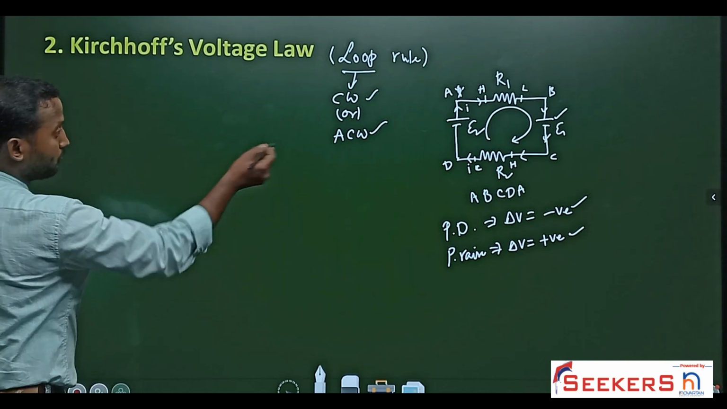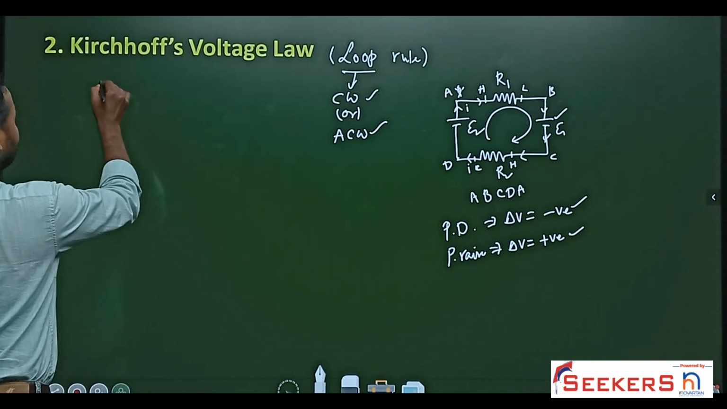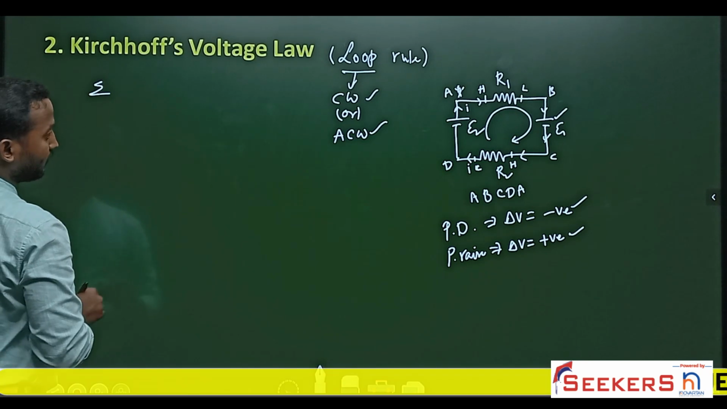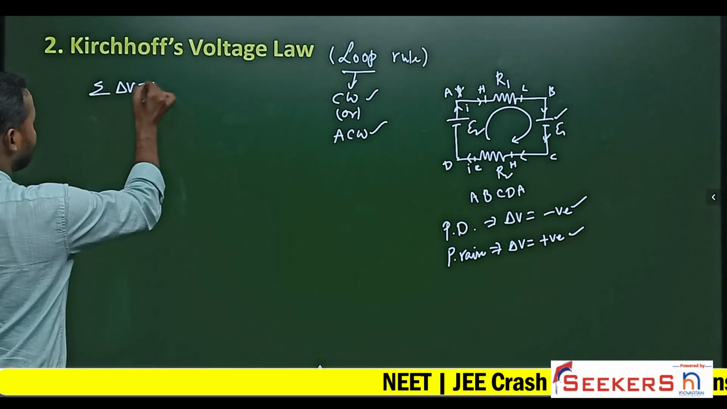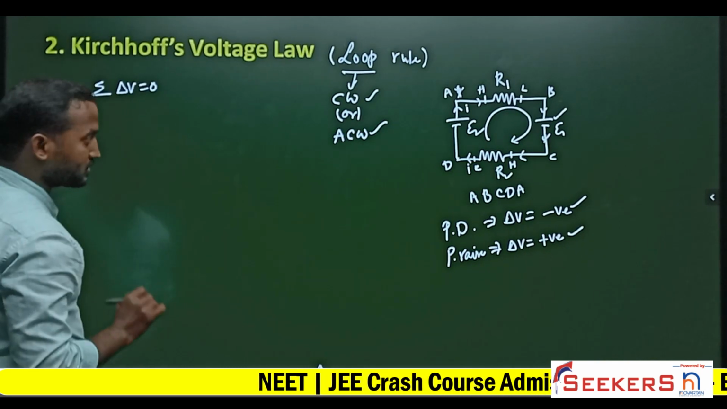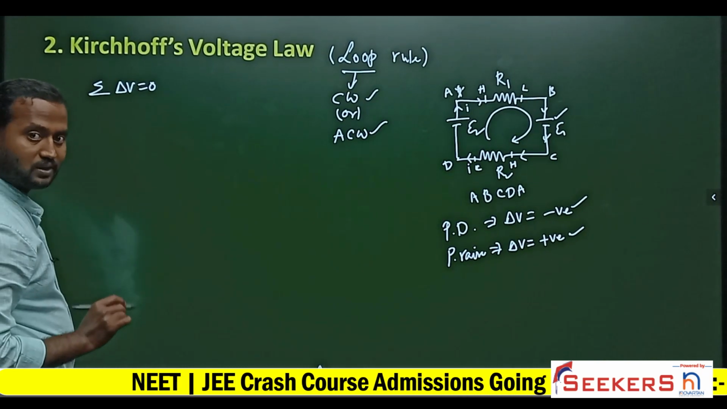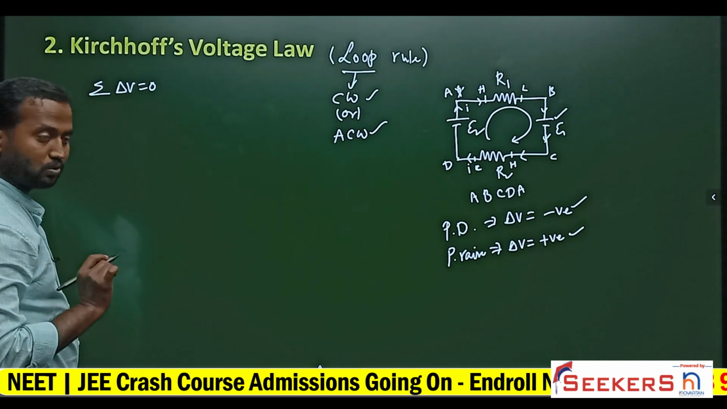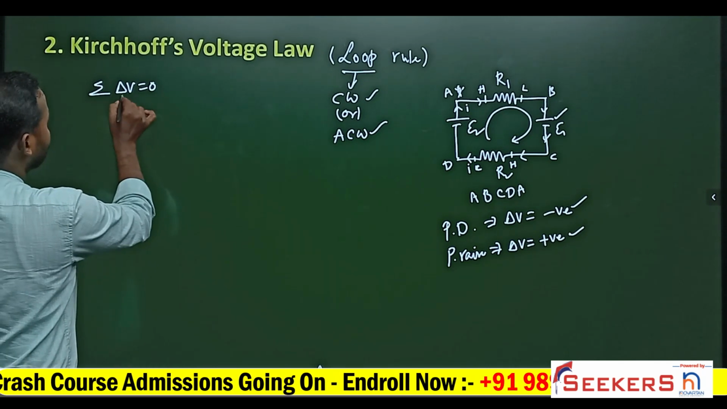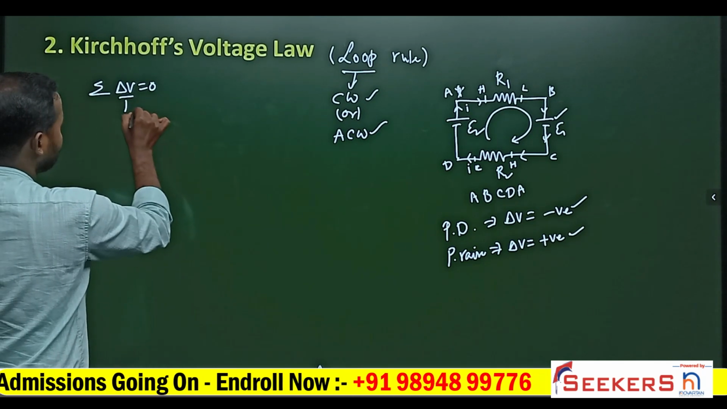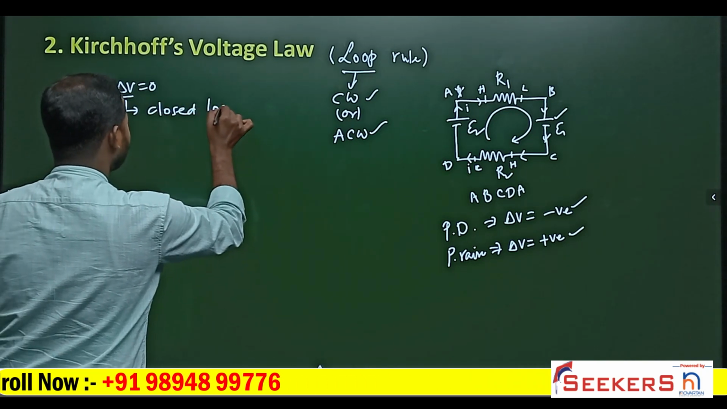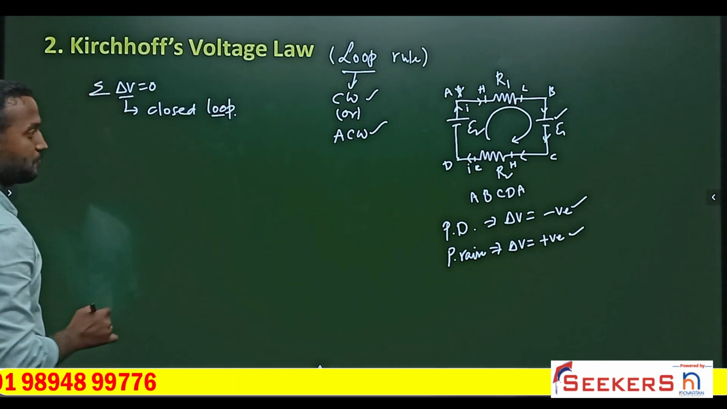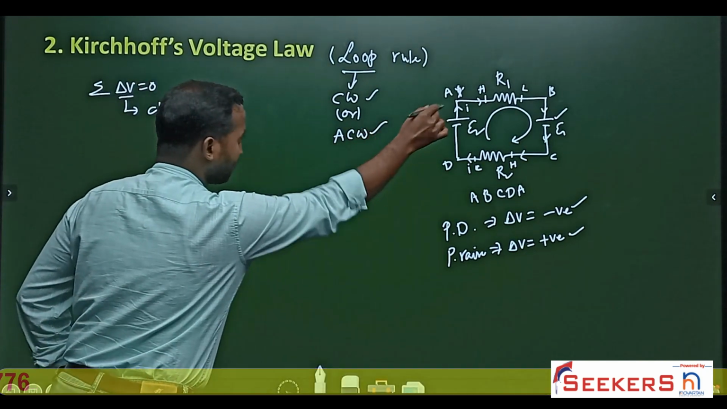So if I just talk about this Kirchhoff's voltage law, that is summation over delta V is equal to 0, I can say that the algebraic sum of all the potential drops in a loop is equal to 0. Okay. So the sum of all the potential drops in a closed loop. This has to happen in a closed loop.